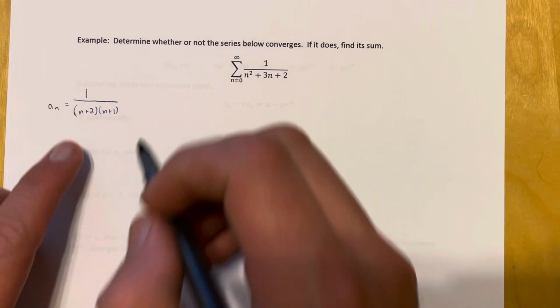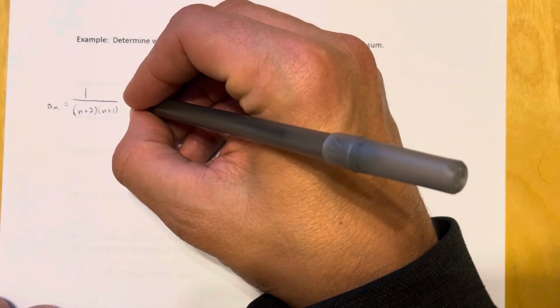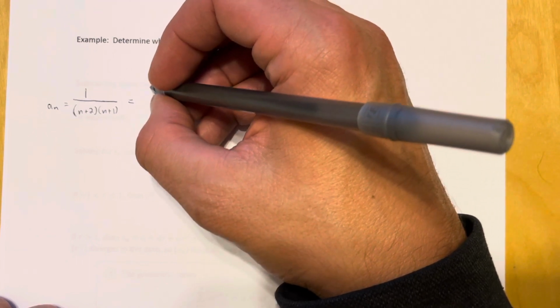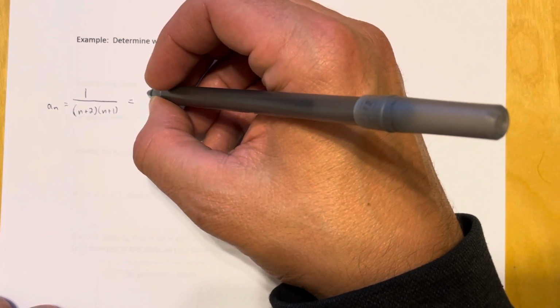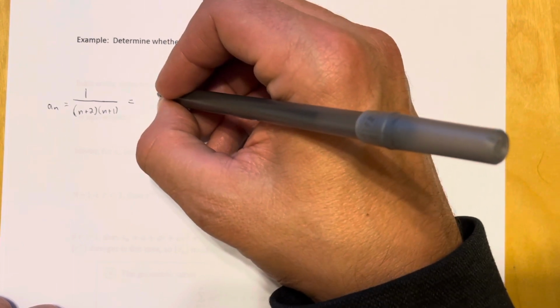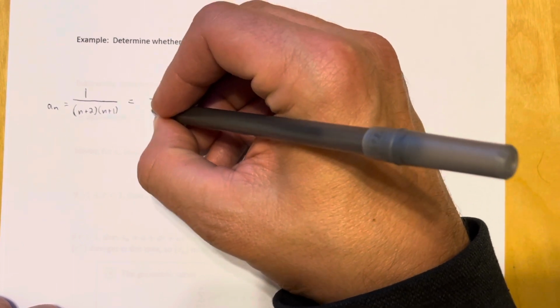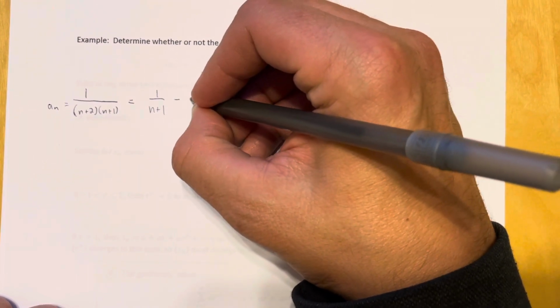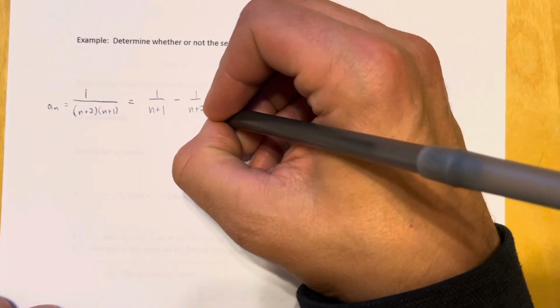Okay, and that's pretty easy to verify. You should know that. This thing, if I used a partial fraction decomposition on it, I could write that as, how would we do that? That would be 1 over n plus 1 minus 1 over n plus 2.